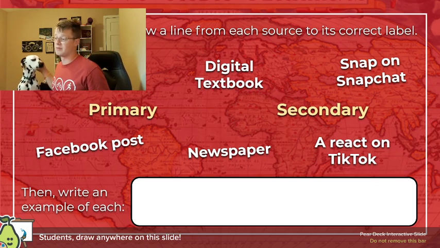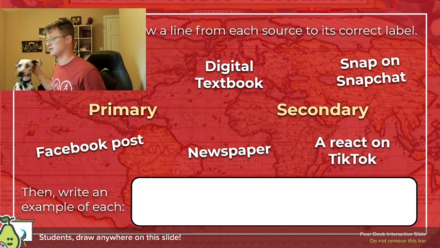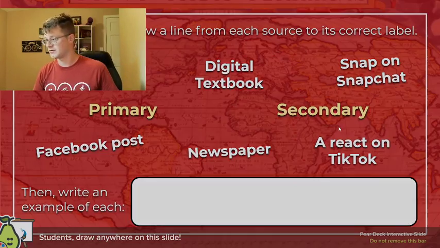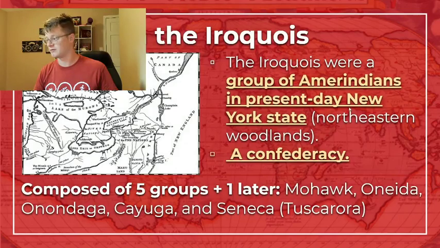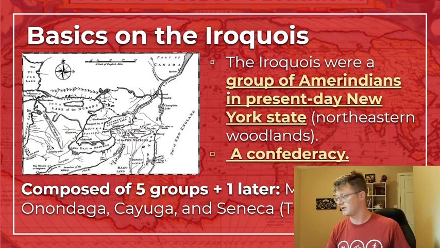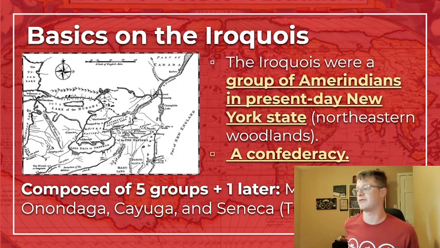So what you're going to do below is write an example of each: one primary source and one secondary source. Okay? Awesome. Let's finish this up because I've taken too long. We get to talk about the Iroquois now. I promise we're almost done. This is long for me for a video explanation, but we'll get through it. So let's talk about the Iroquois.